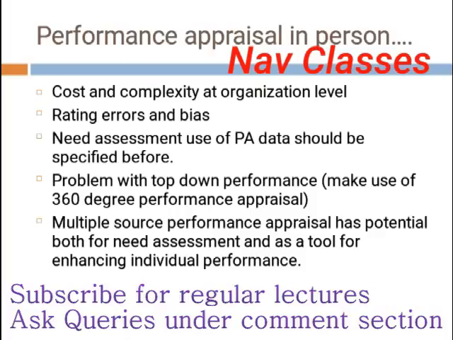There are certain rating errors and bias. Organization should see that such biases are not there. For need assessment, the use of performance appraisal data should be specified beforehand. Given the problem with top-down performance appraisal, make it a 360-degree performance appraisal. Multiple-source performance appraisal has potential both for need assessment and as a tool for enhancing individuals' performance.